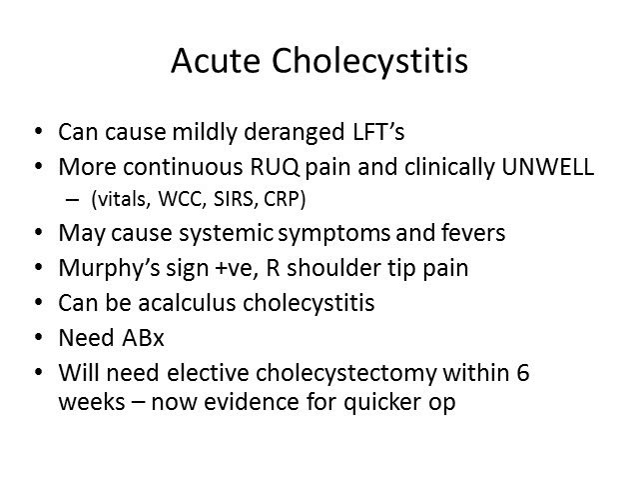So with acute cholecystitis, you can get mildly deranged disease, more continuous right upper quadrant pain, and your vitals will go off. You'll get tachycardia, white cells go up, you get a SIRS response, CRP goes up, and they're normally clinically unwell. It can cause fevers as well. And what's Murphy's sign? Someone just say it loud and proud. Come on.